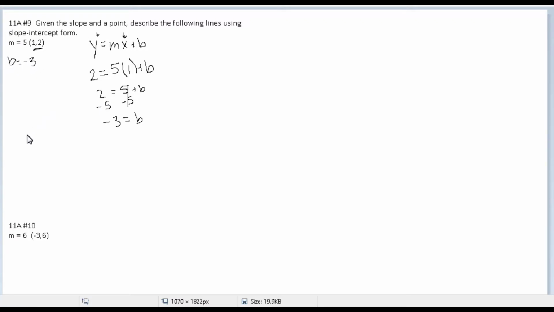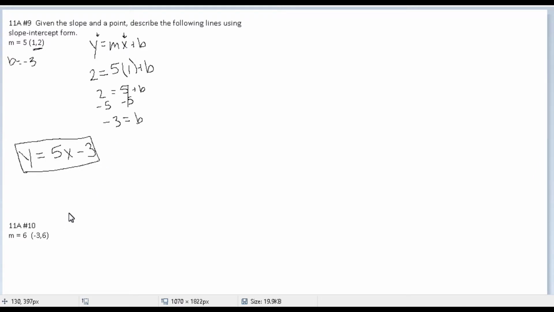And we can go back and say that y equals m, which is 5x, plus our b. So here we have the equation of the line in slope-intercept form without having to graph it. We just start here and we put in all the points that we know.